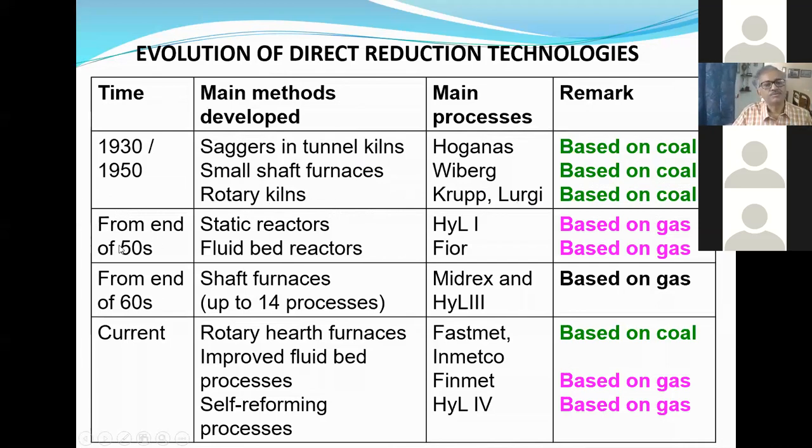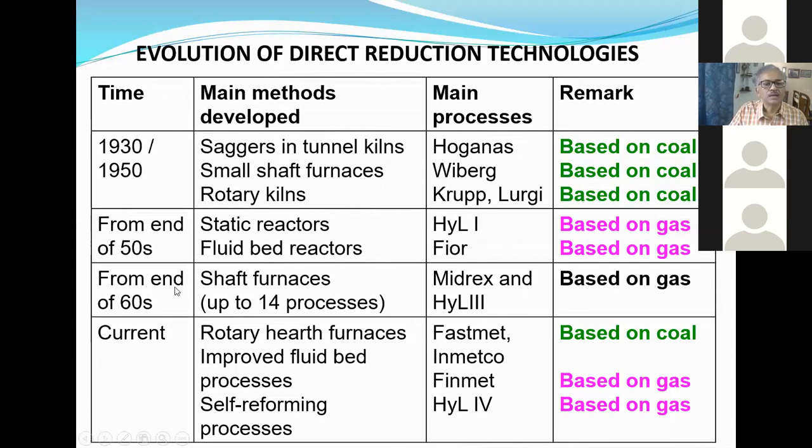Then from the end of the 50s, some gas-based processes came into the picture where natural gas is reformed, and this reformed gas is used for producing sponge iron. The HYL1 process was based on static reactors. Basically, there are 4 batch reactors, and by switching between these batch reactors they used to work. Then came the fluid bed reactor, the Fior process, which is gas-based using reformed natural gas in fluidized bed reactors.